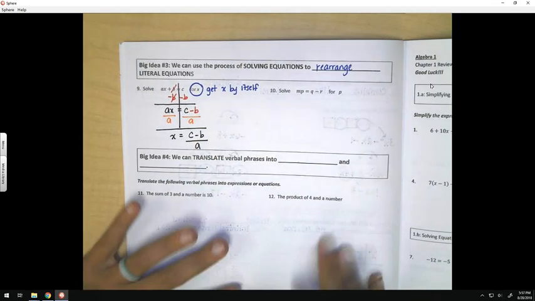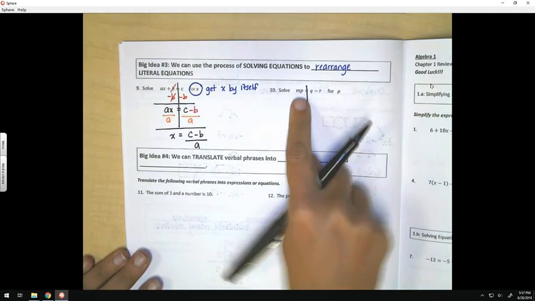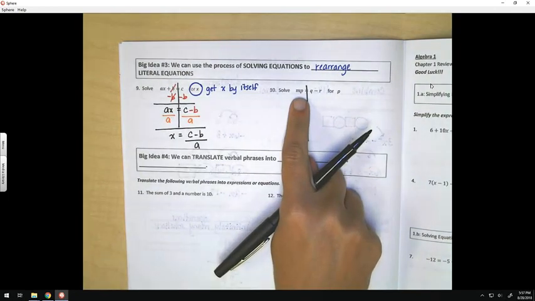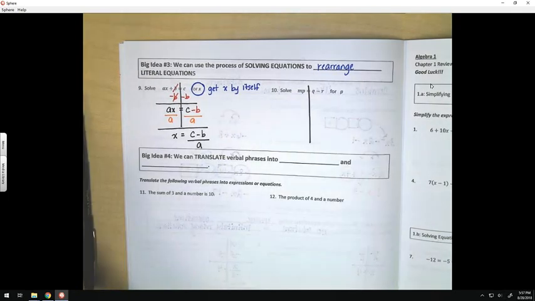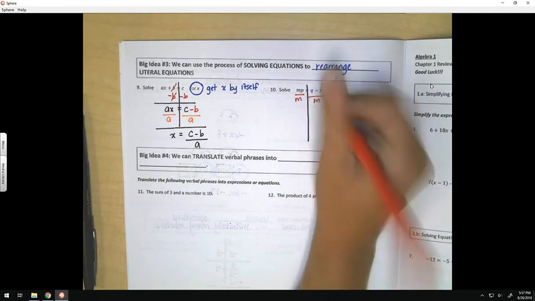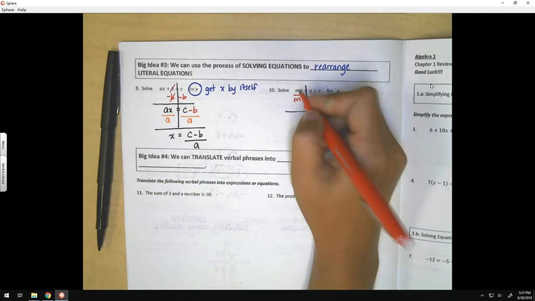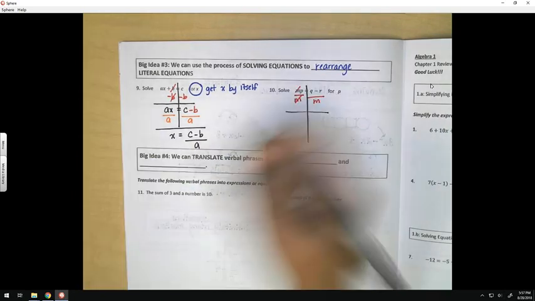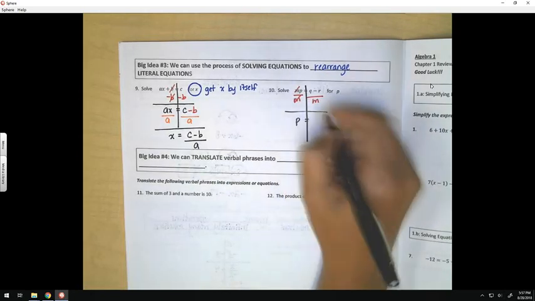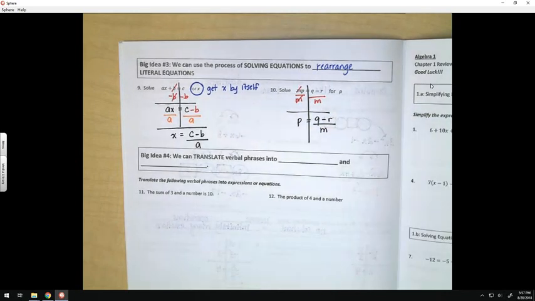For number 10, we're going to solve for p. Now p is on the left side, and the only thing I see there by the p is an m. So the only thing I have to do here to get p by itself is divide both sides by m, which means on the left side the m's will cancel, and I'm going to get p equals q minus r over m.